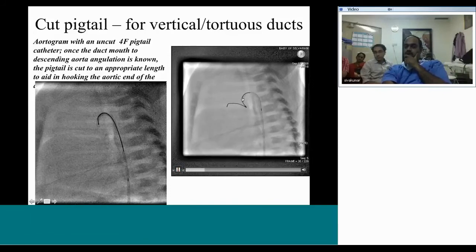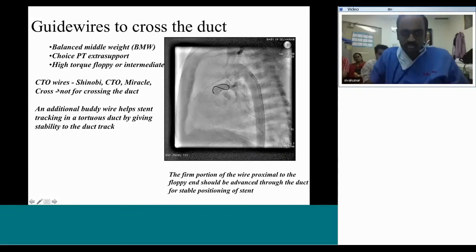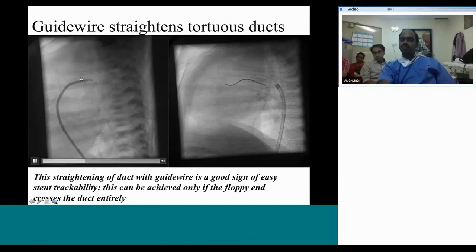And then once you have hooked it, advance the guide wire slowly through the ductus so that it goes more and more into the pulmonary artery. As soon as the floppy portion of the guide wire crosses into the pulmonary artery, this guide wire will straighten out. After the guide wire straightens out, the guide wire that can be used is a balanced middleweight guide wire, Choice PT Extra Support, any coronary guide wire can be used. All the CTO wires should not be used. Wires that are more traumatic should not be used because they will dissect through the ductus. It is also advisable to have an additional buddy wire. Whenever you are crossing with one wire, put another wire also parallelly so that it actually helps.